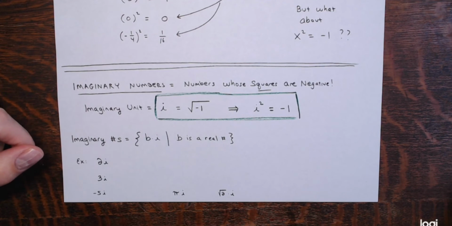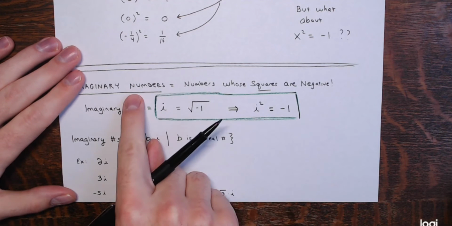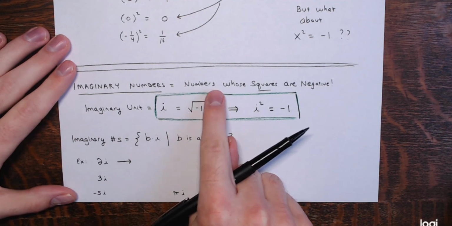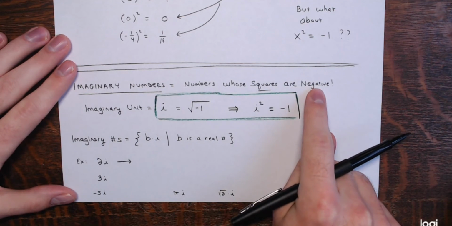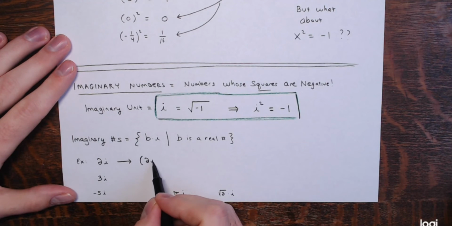Now watch. Remember I said earlier, these imaginary numbers are the numbers whose squares are negative. Let's see what happens when I take 2i and square it.